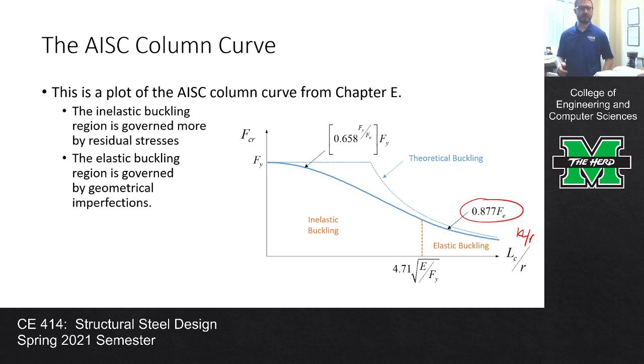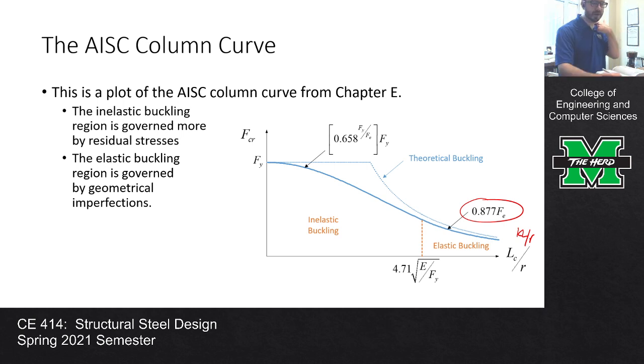Why do we reduce it a little bit? What's the deal with that 0.877? That's the geometric imperfections playing a role. If you have a somewhat stockier column or a shorter column or one that's less slender, you're going to be governed more by inelastic buckling, which is really where the residual stresses start to take effect.